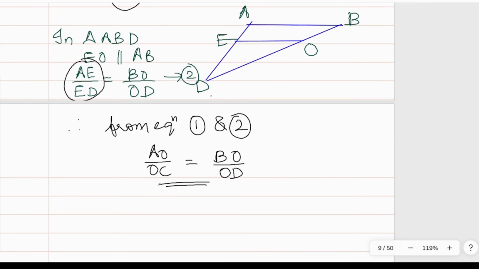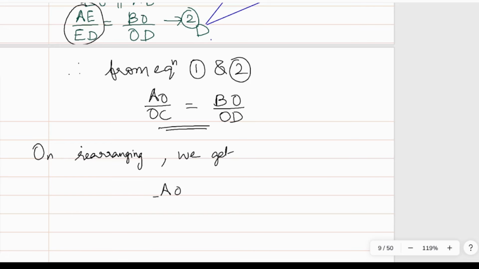But actually what we have to get, AO by OB equal to, now again we will have to rearrange the equation. On rearranging the equation, we get AO by BO equal to OC by OD. Hence proved. Clear?